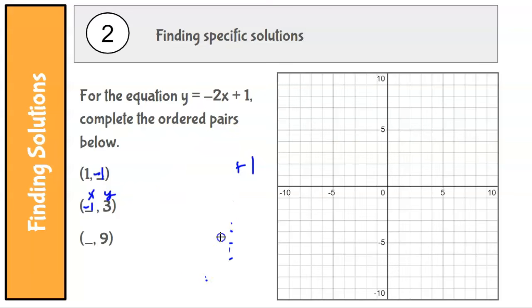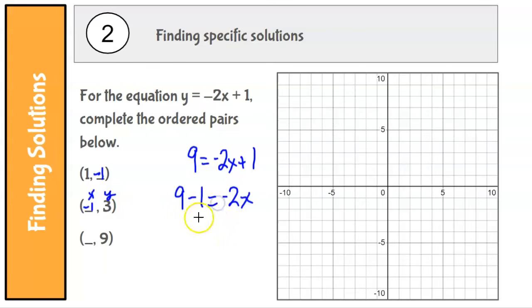Let's do the same thing with 9. 9 equals negative 2x plus 1. 9 minus 1 equals negative 2x. 8 equals negative 2x. X equals negative 4.